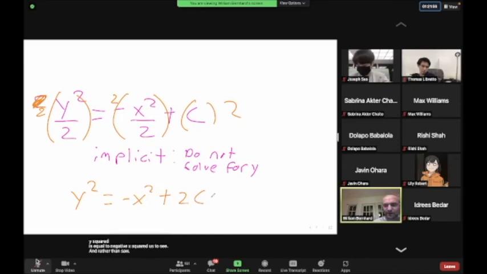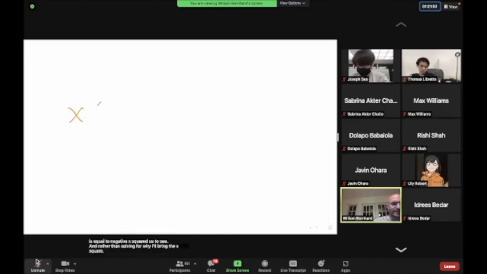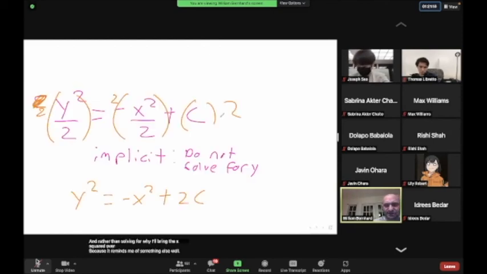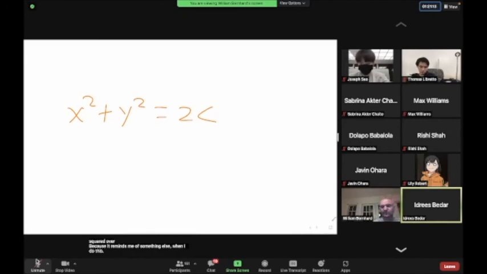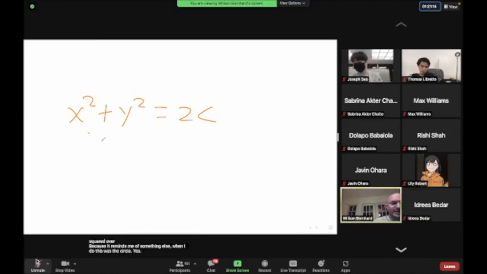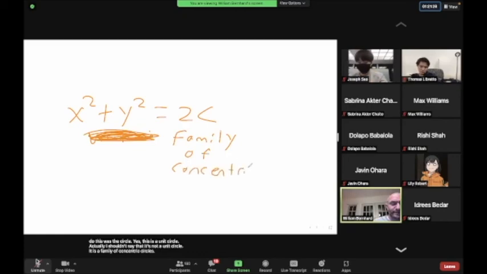And rather than solving for y, I'll bring the x squared over because it reminds me of something else when I do this. Was this the circle? Yes, this is a unit circle. Actually, I shouldn't say that. It's not a unit circle. It is a family of concentric circles. I'll explain this. Center at the origin.